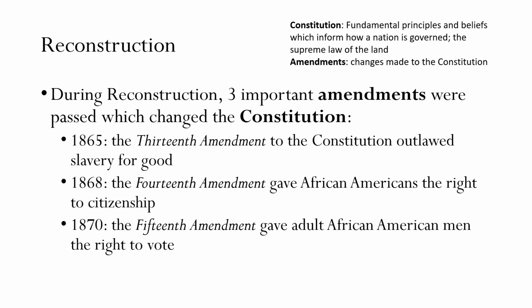The first one, the 13th, outlawed slavery for good. The 14th gave African Americans the right to citizenship. And the 15th Amendment gave African American men the right to vote. And these were really important because it meant that in the fabric of American society, the Constitution was saying that now these are the rights that people have.